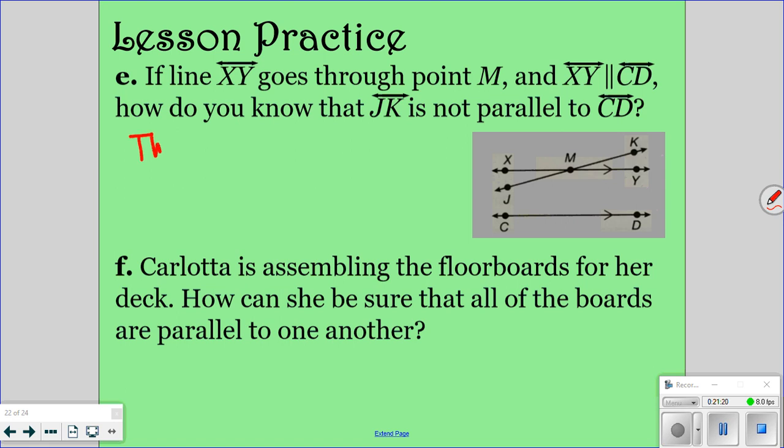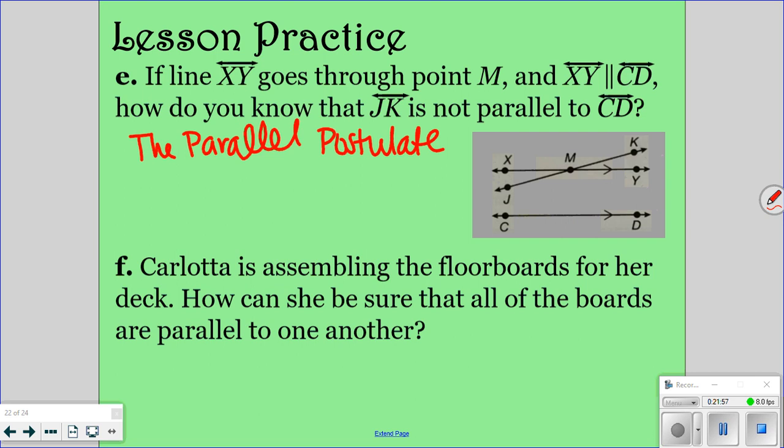Based on the parallel postulate, which tells you that only one line through a point not on the line that is parallel to the given line can go through the given point. So since XY is parallel to CD and XY goes through M, any other line that goes through point M is not going to be parallel to CD.